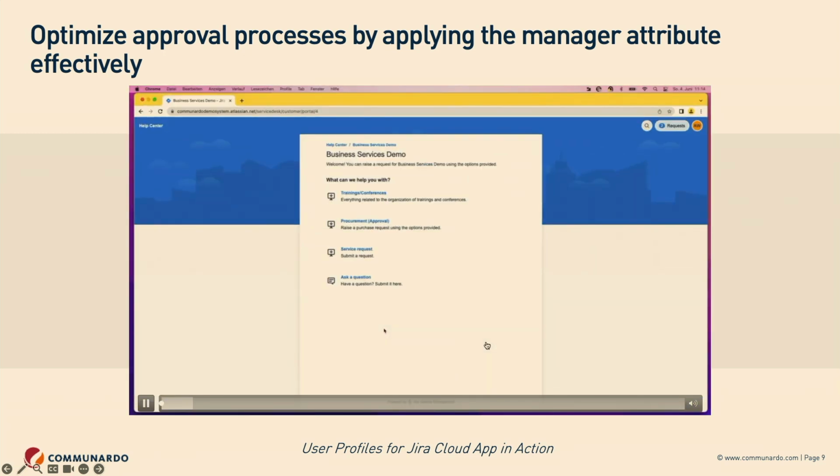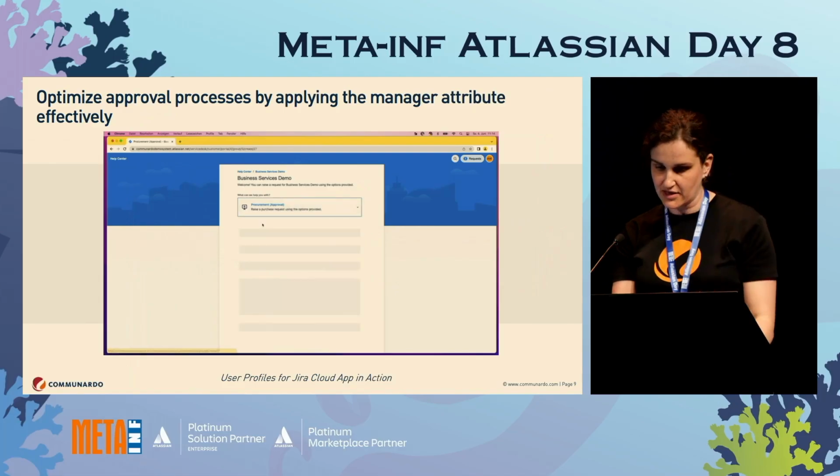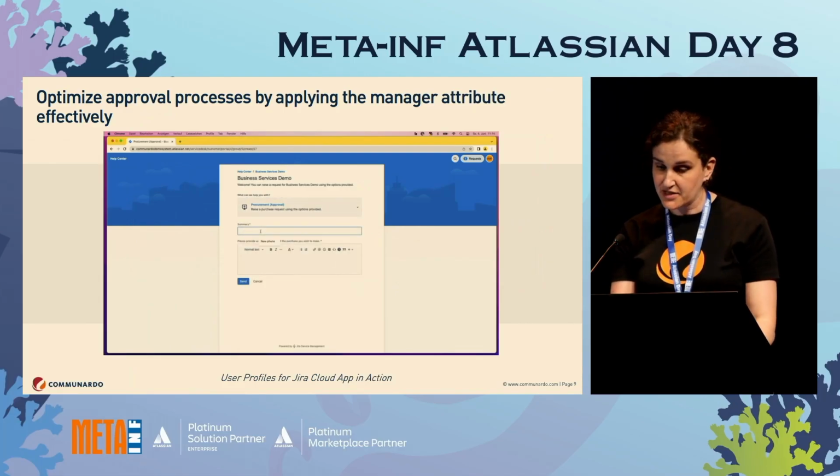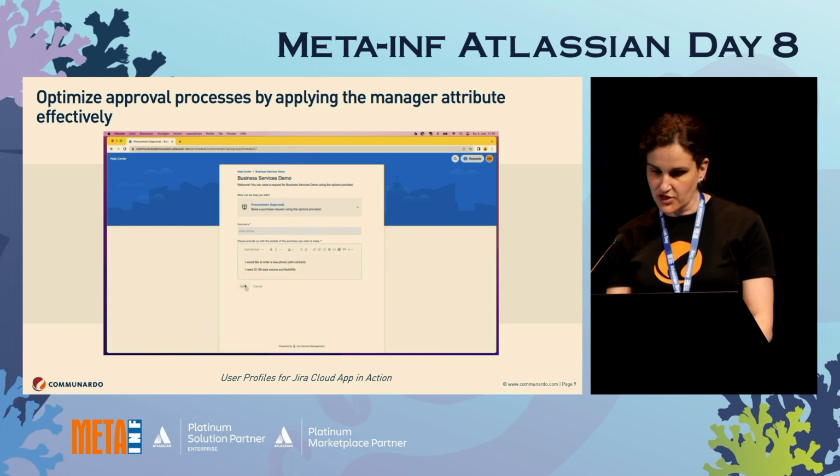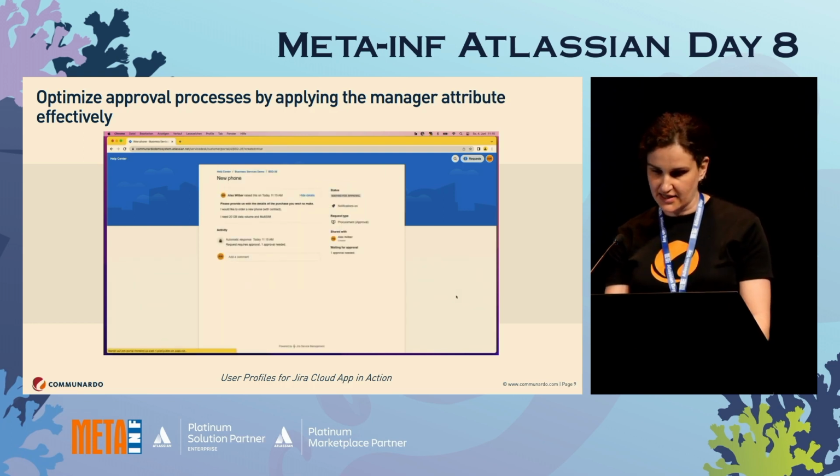So Alex is the one who has the request, and he wants to get a new phone. This needs approval from his manager. For this request, he chooses the procurement approval issue type, and provides some details and sends that request. And now the ticket is created, and you can see that it's in status waiting for approval.